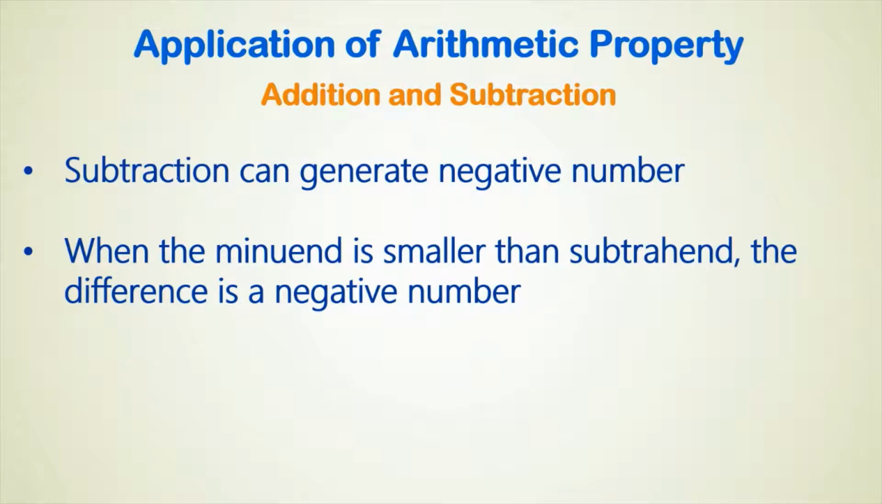So we discussed the arithmetic property of addition in our first lecture. Let's do a quick recap on these, and we're going to pay a little more attention to subtractions. Subtraction can generate negative numbers. That happens when you have a smaller number minus a bigger number. So for example, if I have 5 minus 8, what would that be?